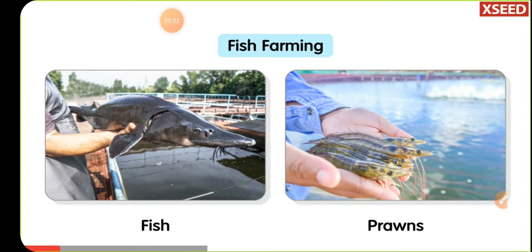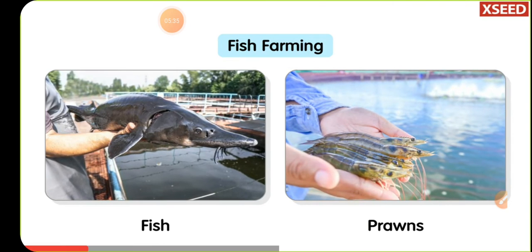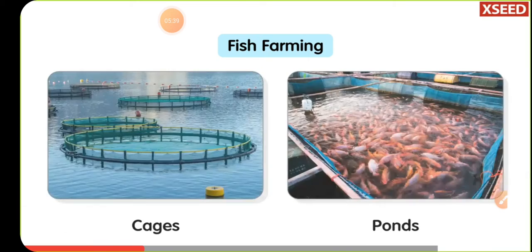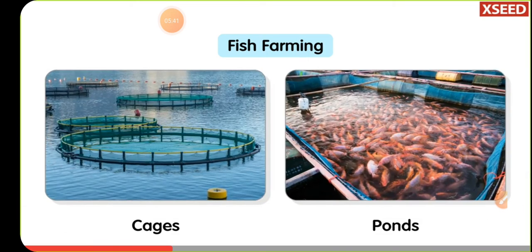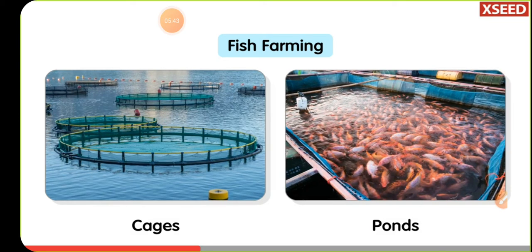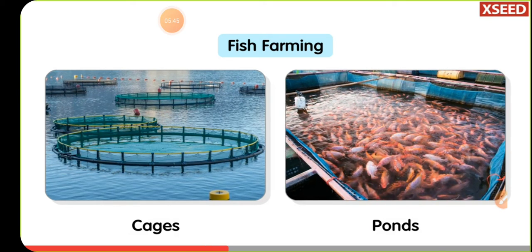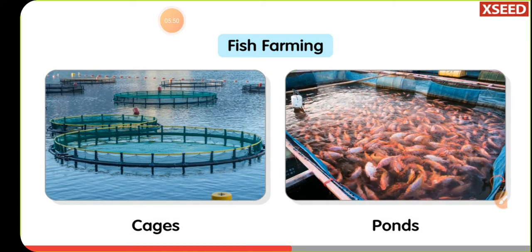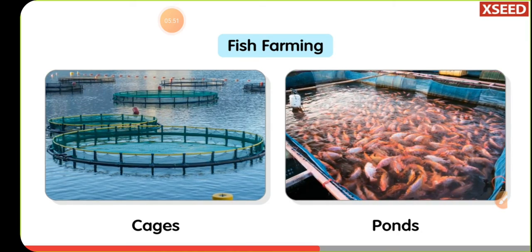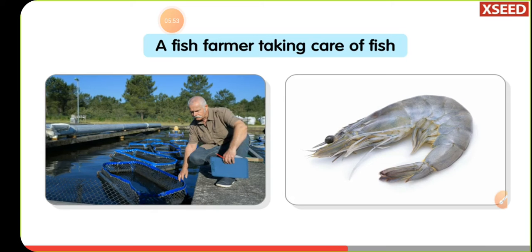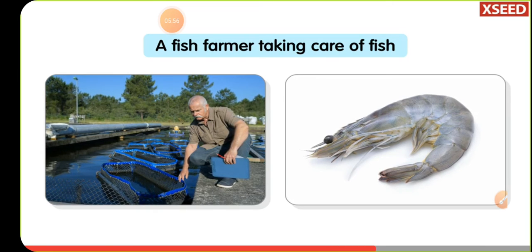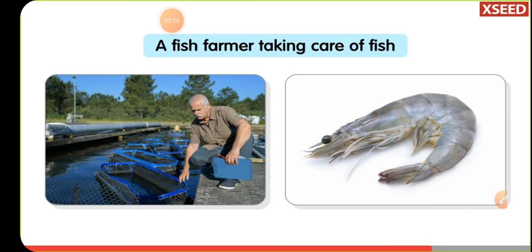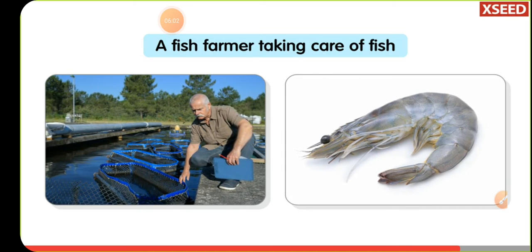Fish and prawns are reared on a large scale on fish farms. For fish farming, sometimes cages are placed in natural water bodies, and sometimes artificial ponds are made. Farmers take care of the fish and prawns on their farms and feed them regularly to produce more fish, which they can sell in the market.